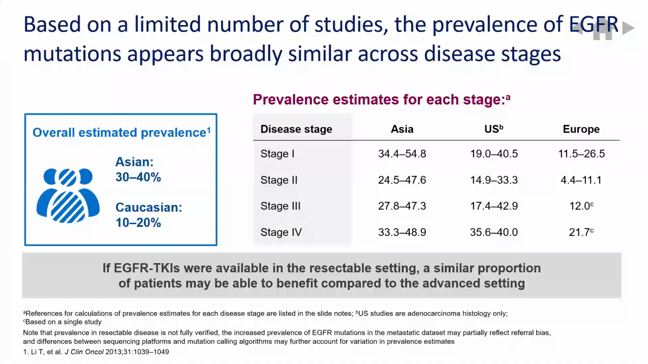Based on a limited number of studies, the prevalence of EGFR mutations appears broadly similar across disease stages. Across stage 1 and stage 2, almost similar incidence was noted. Overall estimated prevalence is 30 to 40%, and in Caucasians 10 to 20%. If EGFR TKIs were available in the resectable setting, a similar proportion of patients may benefit compared to the advanced setting. And in Indian data, there is South Indian data published, with up to 60% EGFR positivity in non-smokers. Next slide.